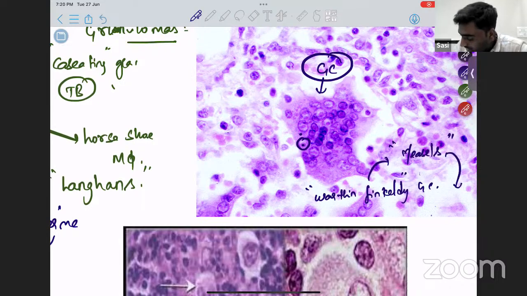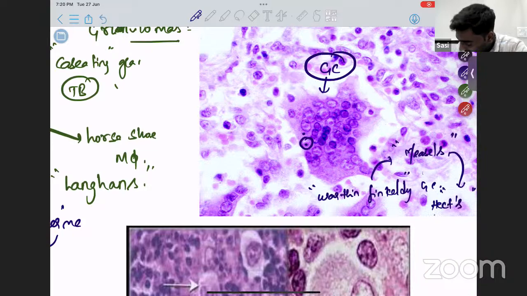What is the type of pneumonia? What is the name of this pneumonia you will see in a case of measles? Yeah, remember, it's known as giant cell pneumonia. It's known as giant cell pneumonia.